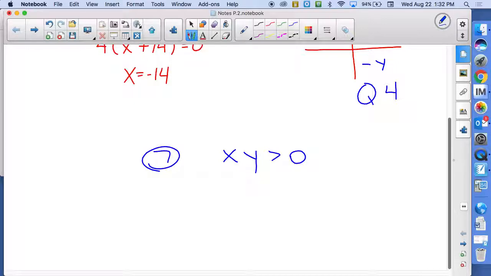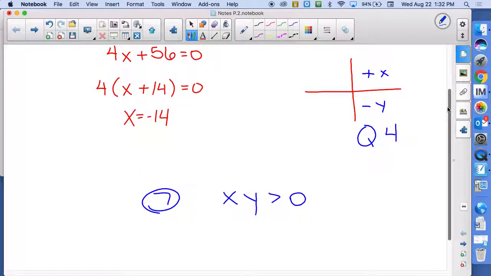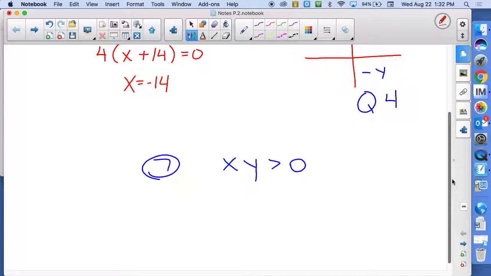So thinking about the ordered pairs and the 4 quadrants, why would x times y be bigger than 0? What would happen even with numbers? If you're multiplying 2 numbers together, Michael, why would they be bigger than 0? They're both positive. So if they're both positive, Michael, what quadrant would it have to be in? Quadrant 1. Yeah, so if we had positive 2, positive 3, that would have to be quadrant 1. But what else could be possible if I'm multiplying 2 numbers together?